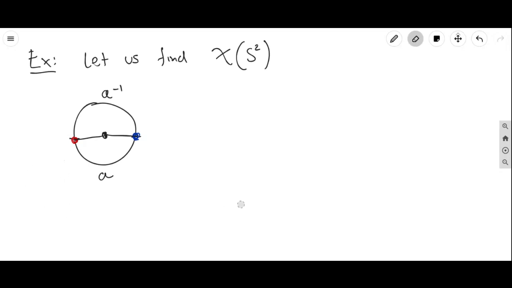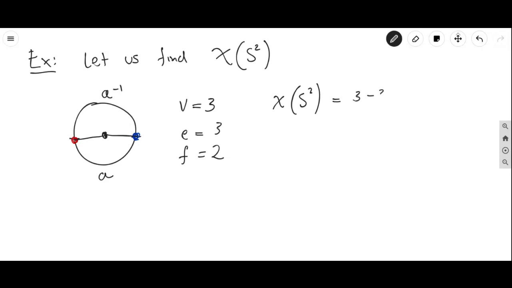So let's count the number of vertices. 1, 2, 3. So vertices is equal to 3. Okay. Let's count the number of edges that we have. 1, 2, and this is the same edge. They're being glued together. 1, 2, 3. Let's find the number of faces. 1 and 2, right? We have two faces. So then the Euler characteristic of S2 would be equal to the number of vertices minus the number of edges plus the number of faces. That's equal to the number 2.